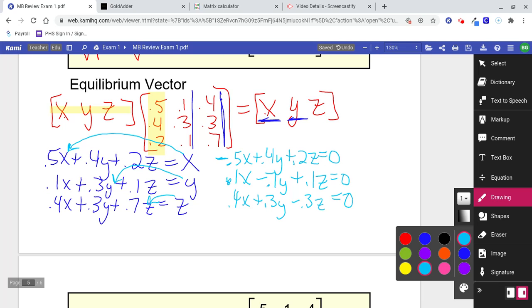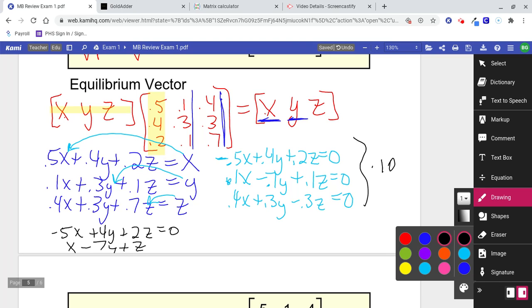I'm really super out of room here. Also, I don't like these decimals, so I'm going to multiply all of these by 10. If you do that, we'll have negative 5x plus 4y plus 2z equals 0, and 1x minus 7y plus z equals 0, and 4x plus 3y minus 3z equals 0.